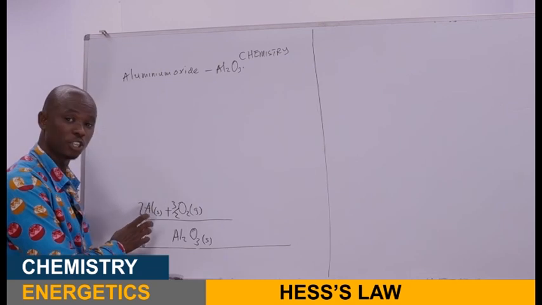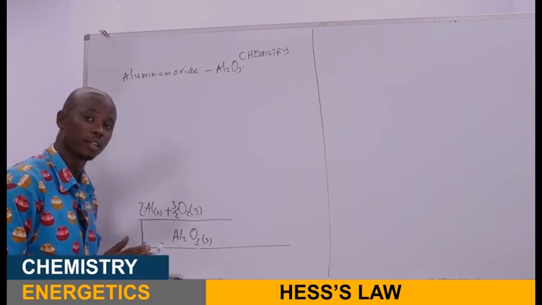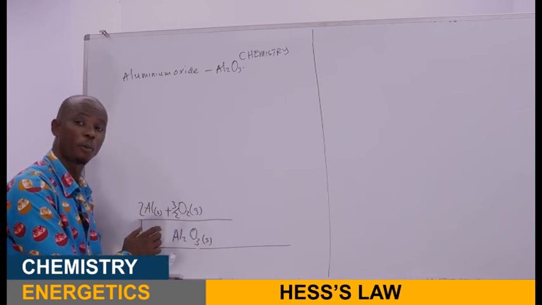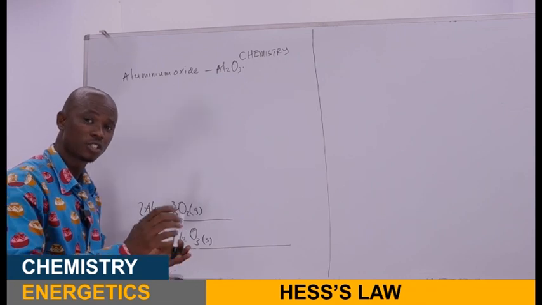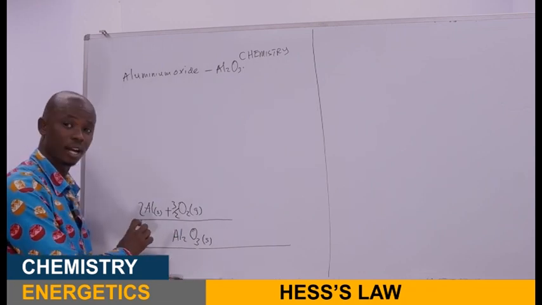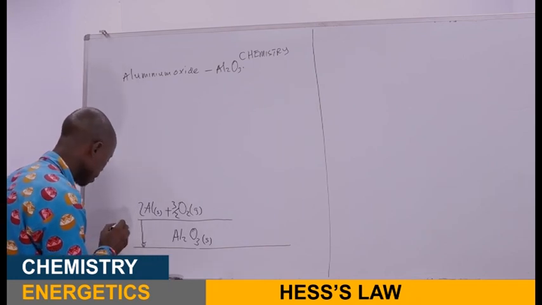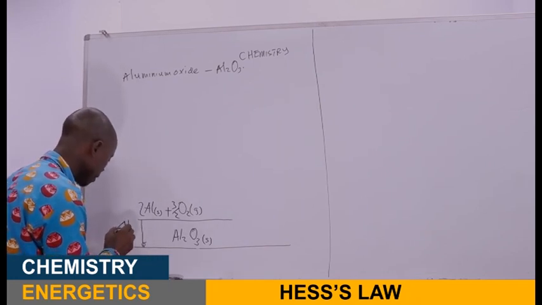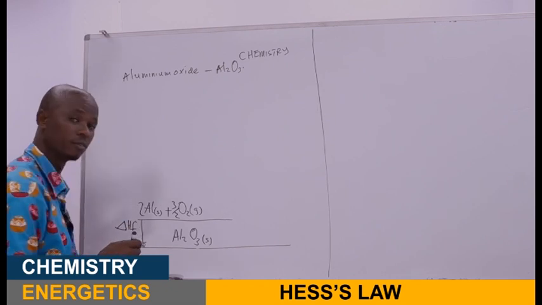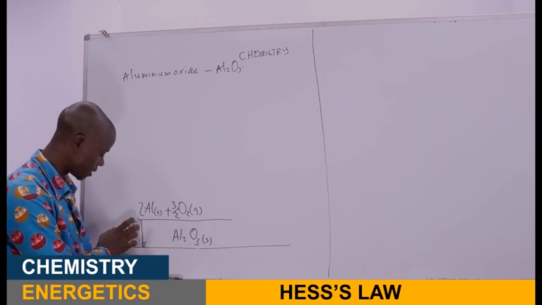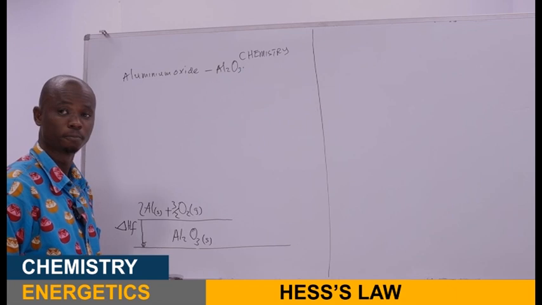So what is the name of this one? This is the enthalpy of formation. It is not good to write the whole words here, but we can use the symbols. We can say the enthalpy of formation. That is the enthalpy of formation of this compound.